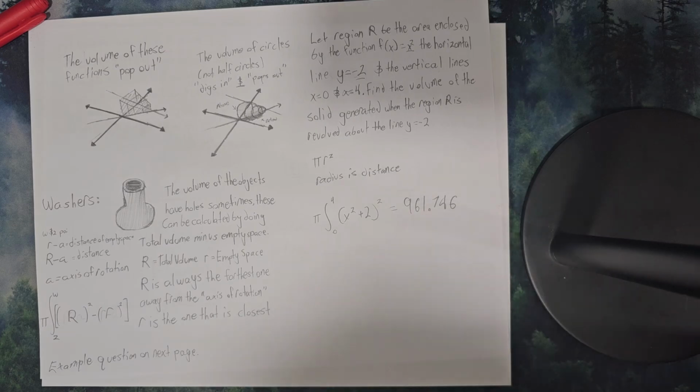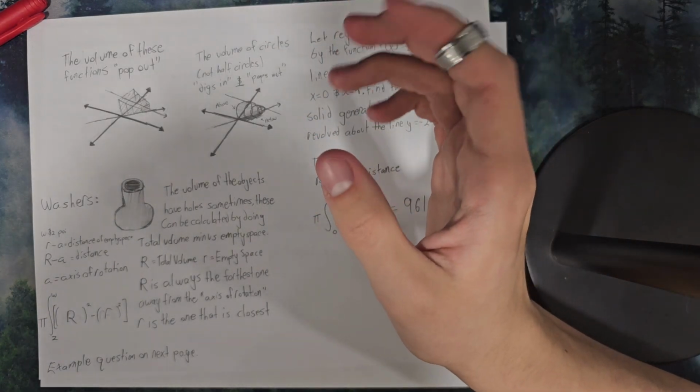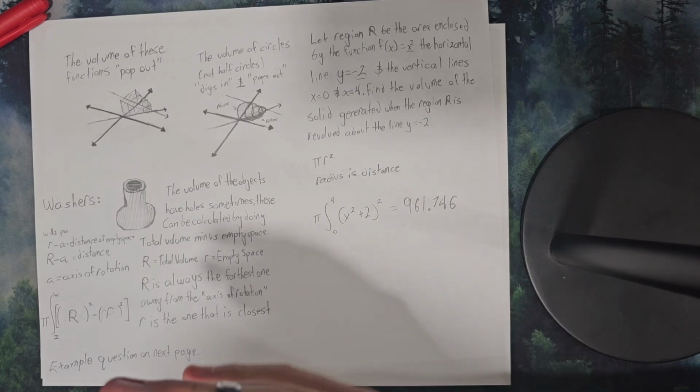Okay. So the objects whose volume we calculate sometimes have holes. Think of a vase, okay? This one right here that we just did is almost like a sphere. However, as we know, there are some things that are a little bit hollow. The volume of objects with holes can be calculated by doing the total volume minus the empty space. So capital R is equal to the total volume, and little r is equal to empty space. Capital R is always the farthest one away from the axis of rotation, and the little r is the one that is closest.